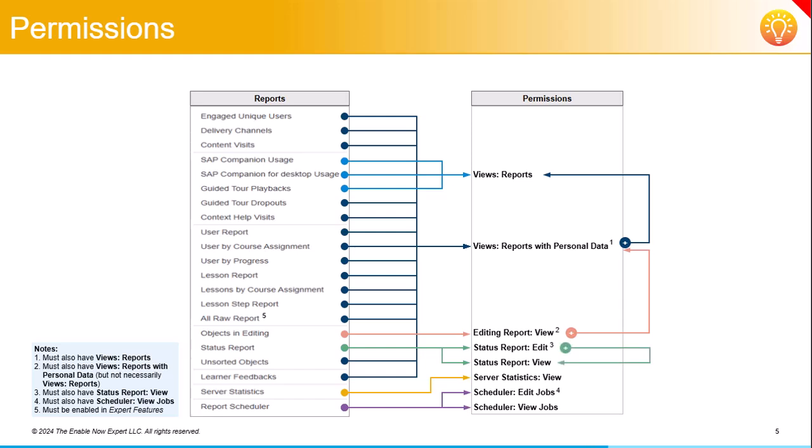Next, if a user is granted the Status Report Edit permission, they must also be granted the Status Report View permission. And if a user is granted the Scheduler Edit Jobs permission, they must also have the Scheduler View Jobs permission.